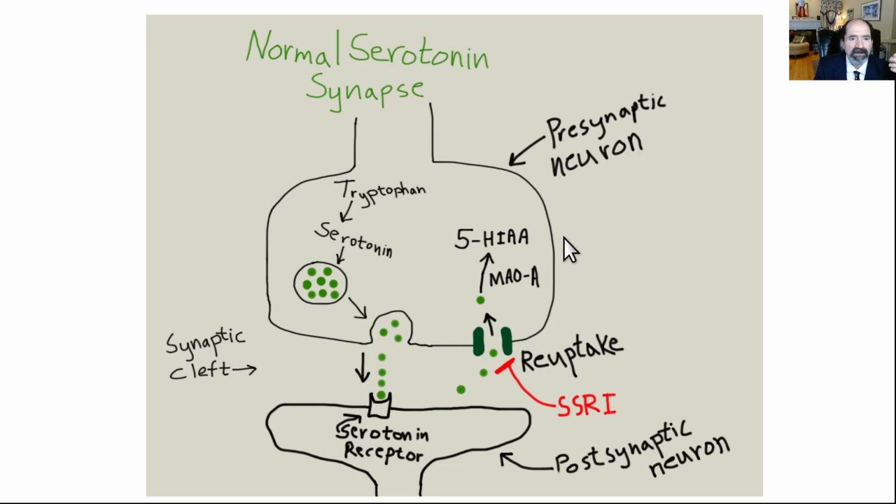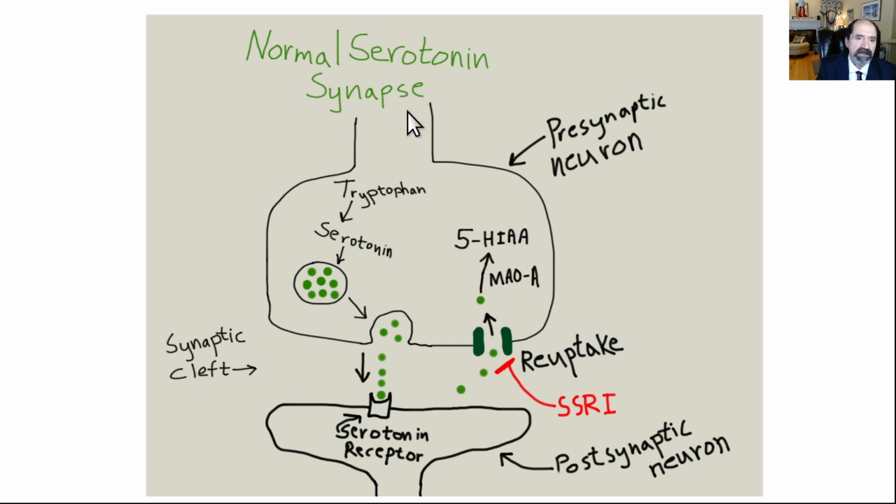Okay, here I just want you to see a serotonin synapse. Everybody's heard of serotonin with regard to treatment of depression. Typical antidepressant medication is an SSRI. That's a serotonin selective reuptake inhibitor. And so that will block the reuptake of the neurotransmitter into the presynaptic neuron.